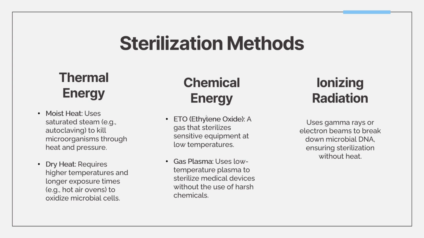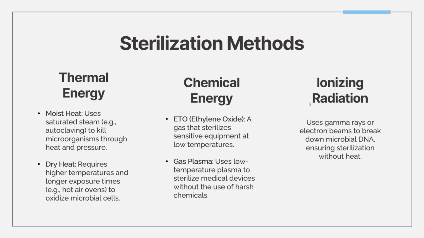And then we also have chemical energy. Examples include ETO, or ethylene oxide, and gas plasma. ETO sterilizes heat-sensitive devices but requires careful handling and long aeration. What that means is after the cycle is complete, you have to make sure that the cycle has aired out all of the gases because they are extremely toxic to us humans. Gas plasma is a much safer alternative. It's also faster and leaves no toxic residue. So this is why, aside from steam sterilization, it is actually the second most common method.